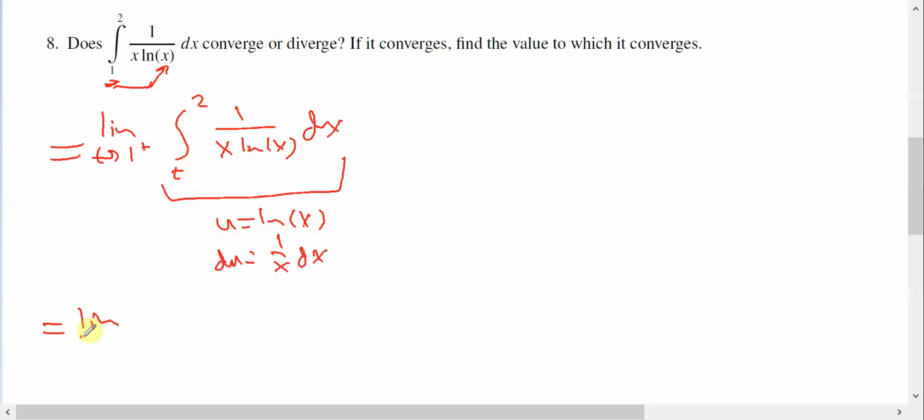This will be the limit as t goes to 1 from above. So my substitution, I put a u in for the natural log. The 1 over x dx is getting replaced by du. So it'll turn into that. There's nothing left in the integrand to worry about. I do have to change these limits, but I can see all I do is plug them in. When x is 2, my upper limit, you're going to get u equals natural log of 2. So this is in terms of u. The lower limit, when x is t, you're going to get u equals natural log of t.